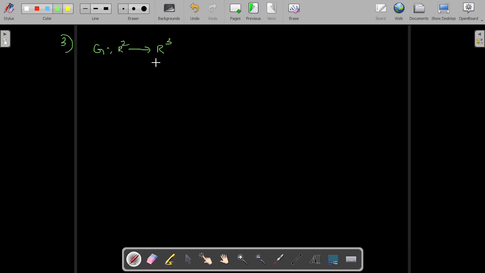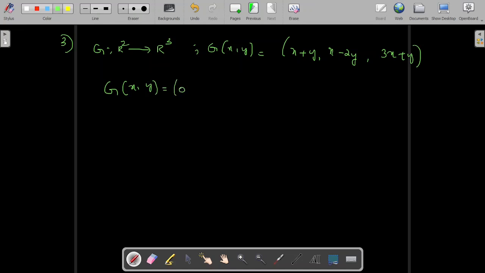Now take up one more example. G from R square to R cube, such that G of (x, y) equals (x plus y, x minus 2y, 3x plus y). So you have to check whether this transformation is singular or not. So G of (x, y) equals (0, 0, 0). This is the 0 of R cube. Just check what the 0 vector of the second vector space is.